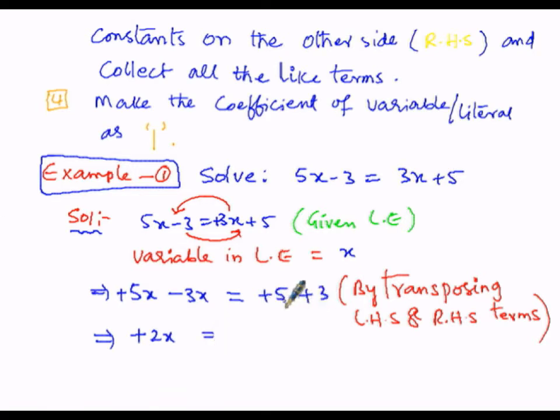Then that equals, simplification of the constants, plus 5 and plus 3, plus of plus is plus, we have to add up. 5 plus 3 is 8. The greater one among 5 and 3 is 5, its sign is positive, so a positive sign will be assigned to the 8.